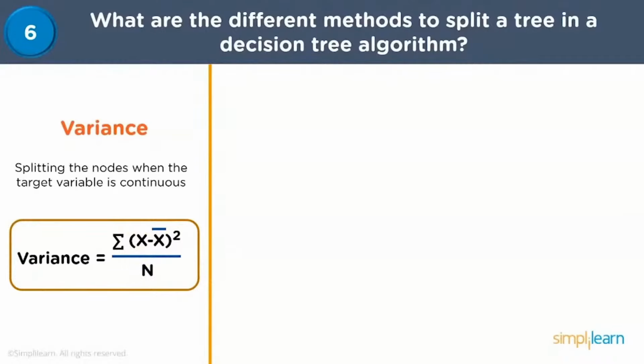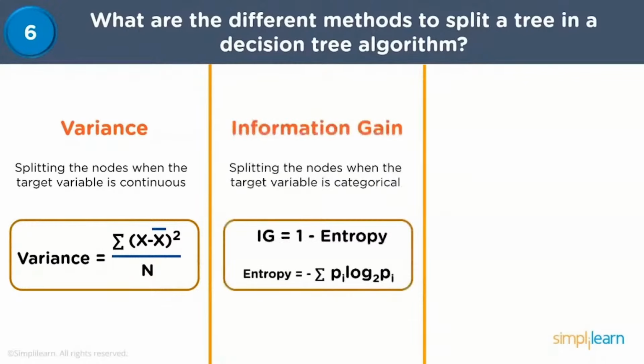The steps to calculate variance are: you need to calculate variance for each node, and then calculate it for each split as the weighted average of each node variance. Moving ahead, the second method we have is information gain. Information gain is used for splitting the nodes when the target variable is categorical. It works on the concept of entropy. The degree of disorganization in a system is known as entropy. Here you can see the formula for information gain, which is 1 minus entropy.